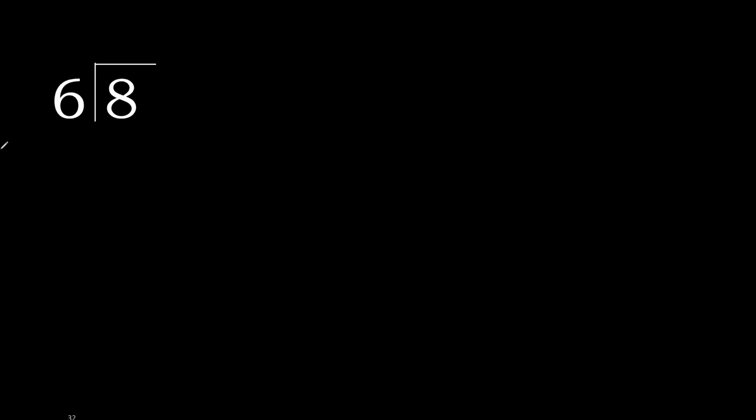8 divided by 6. 8 is not less, therefore we take the whole 8. 6 multiplied by which number is nearest to 8, but not greater? 6 multiplied by 2 is 12. 12 is greater. 6 multiplied by 1 is 6, which is not greater, okay. 8 minus 6 is 2.